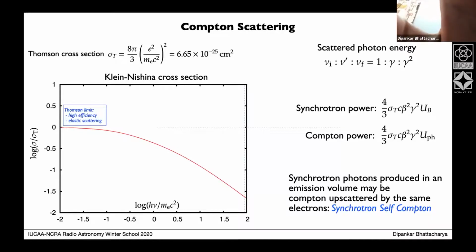So in the Thomson limit, what we have is a high efficiency of scattering, and the energy transfer in scattering is very small. So it's more or less elastic scattering. If we are sitting on the electron, the incoming photon and the outgoing photon have the same energy.